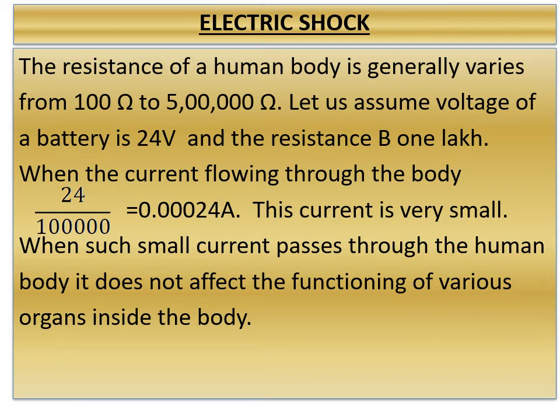Then let our body's resistance be 1 lakh. Then the current flowing through your body is given by, we know that I is equal to V by R. So that is 24 by 1 lakh. That gives you 0.00024 amperes. This current is very small. When that small current passes through the human body, it does not affect the functioning of various organs inside the body.